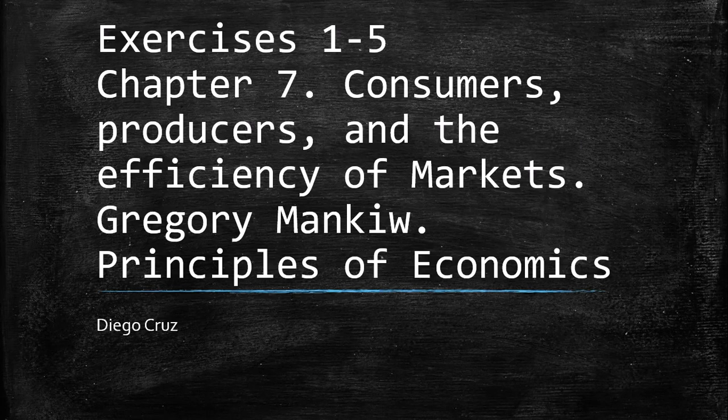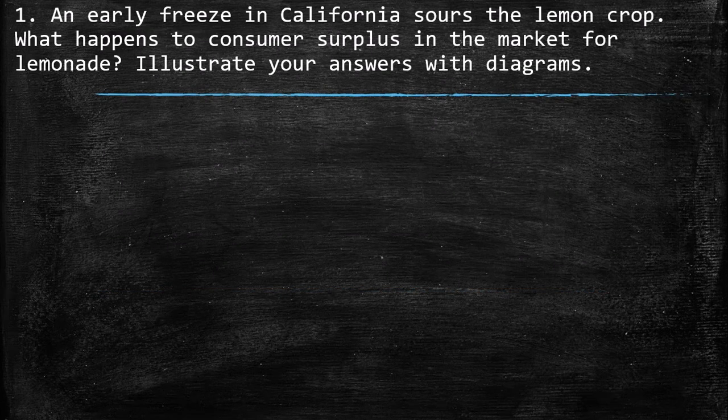Hi everyone, in this video we're going to solve the exercises from 1 to 5 of chapter 7 of Consumers, Producers and the Efficiency of Markets. This is a book of Gregory Mankiw, Principles of Economics. So the first question says, an early freeze in California ruins the lemon crop.